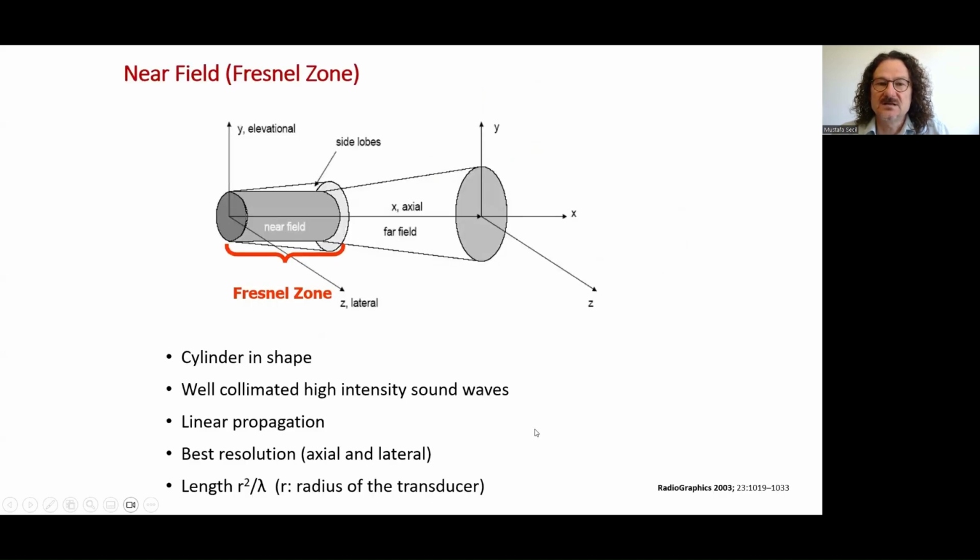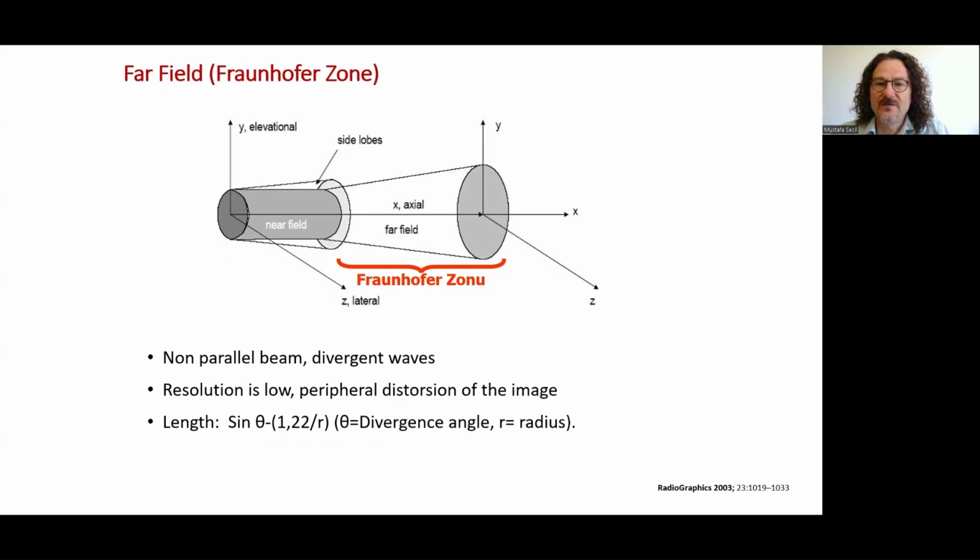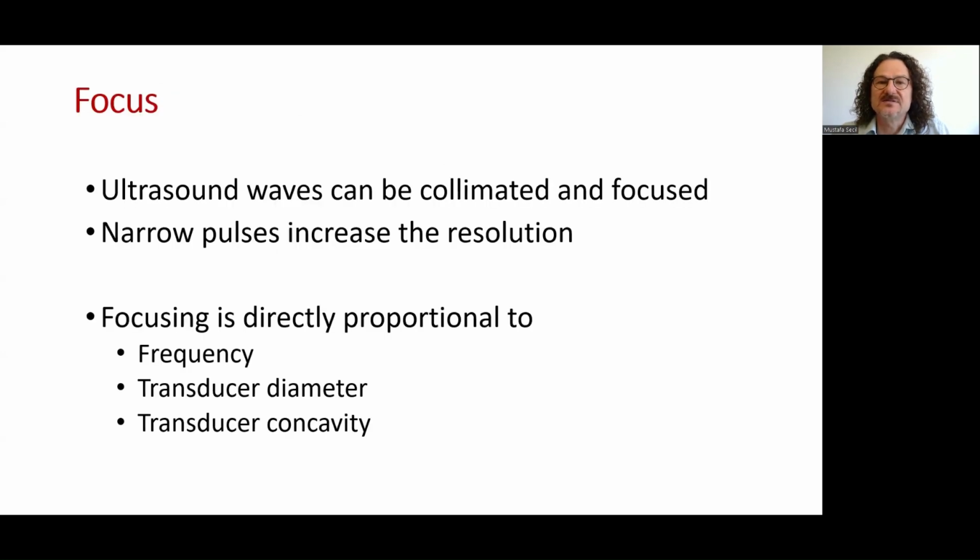The near field is cylindrical in shape with well-collimated high-intensity sound waves inside, and the sound waves propagate linearly. The best resolution is in that area. The Fraunhofer zone includes non-parallel beams and divergent waves, so the resolution is low and peripheral distortion occurs. Ultrasound waves can be collimated and focused. Narrow pulses increase the resolution. Focusing is directly proportional to the frequency, the transducer diameter, and the transducer concavity.